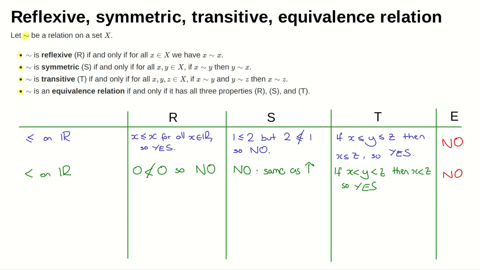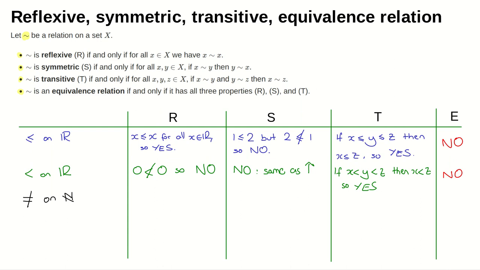Okay, let's now try a different relation. Let's look for one that's slightly different. So this time we're going to take the relation not equal to on the set of natural numbers. So again, pause the video and decide for yourself, do you think the not equal to relation is reflexive, symmetric, transitive, or an equivalence relation?